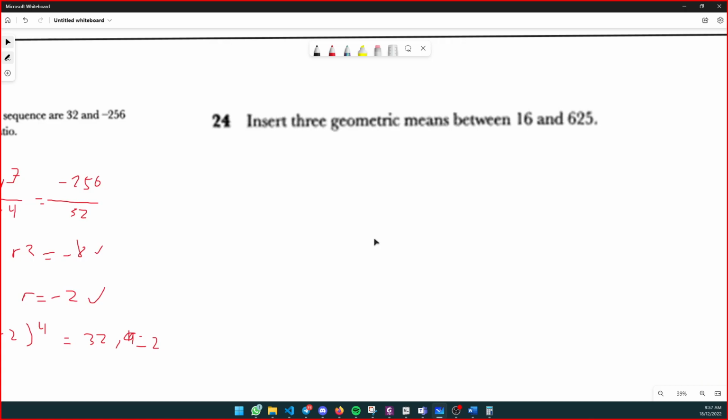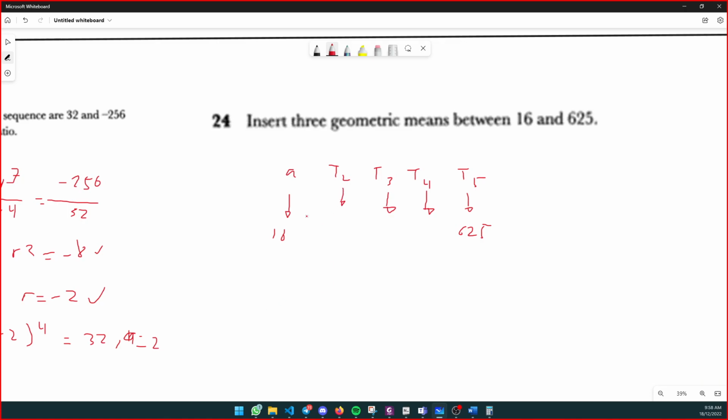Okay, now let's see question number 24. Insert three geometric means between 16 and 625. So let's say the first term is A, whatever it is, doesn't matter here. Then you have P2, P3, P4, then P5. So P5 is 625. Then the middle terms are unknown. So I have to make it geometric.